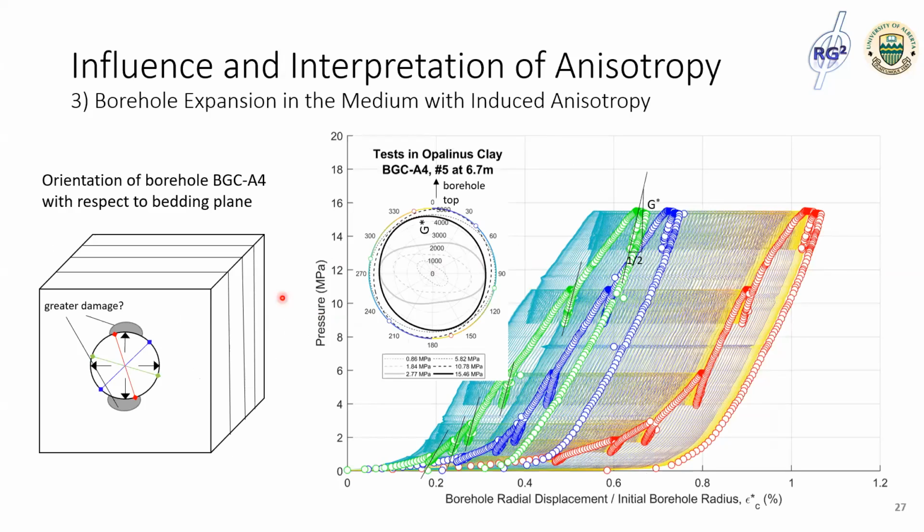And such anisotropy was also observed in our tests in borehole BGC-A4 when the loading is parallel to the bedding plane. At the lower pressure range of the loading, the polar variation of the borehole stiffness has its minor axis preferentially aligned at the angle of about 0 degrees, which indicates the greater damage in such a direction. While at the higher loading, this anisotropy disappears, the variation becomes more isotropic, and the measured stiffness now is dominated by the intact rock behind this damage zone.